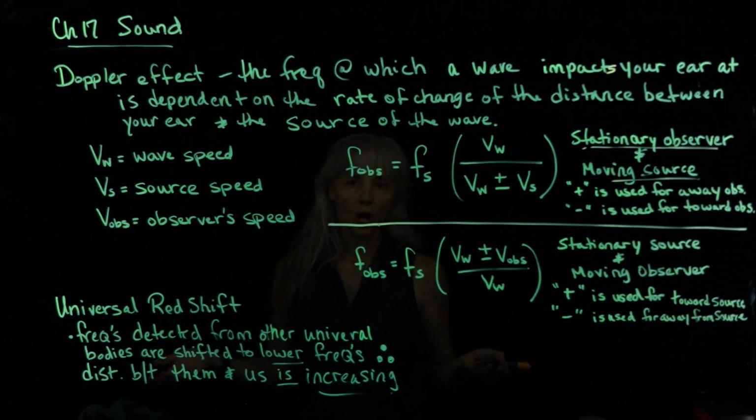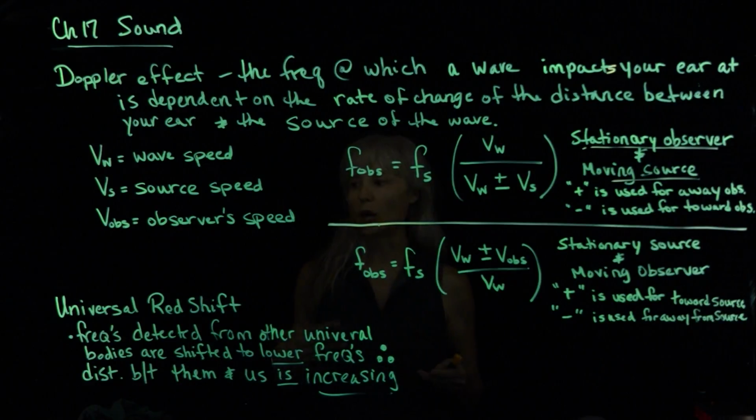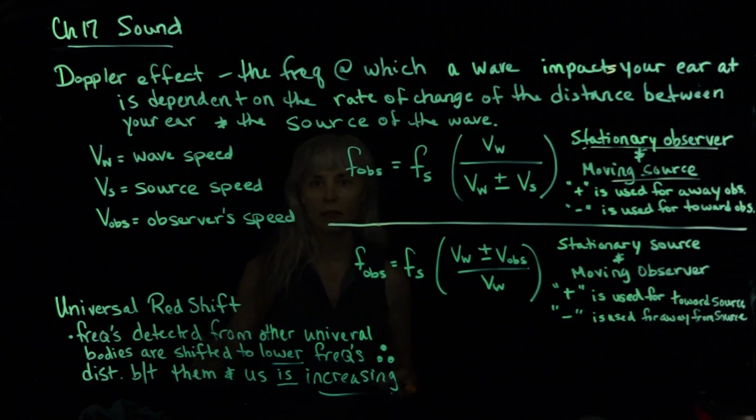Somewhere, someplace, sometime, maybe in mainstream lingo or somewhere in your high school physics classes, you learned about the universal redshift, or you've heard about the universal redshift. This also has to do with the Doppler effect. So it turns out that when we look at other universal bodies out in space, other stars, planets, those kinds of things, what we see is that the frequencies we are detecting from them are all shifted to be slightly lower than they really truly should be.